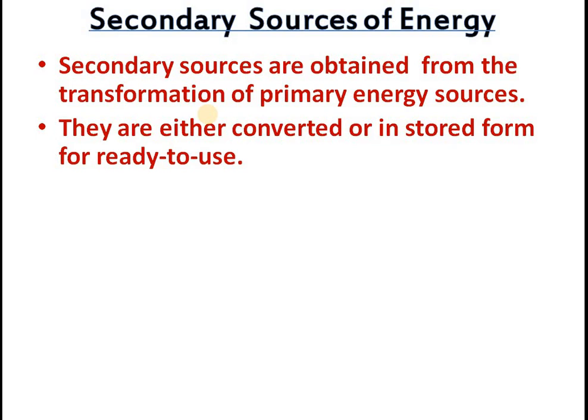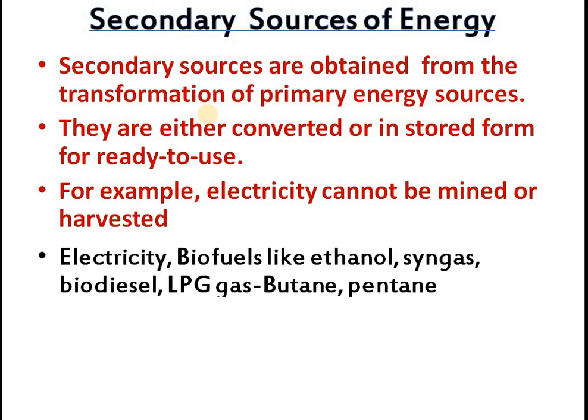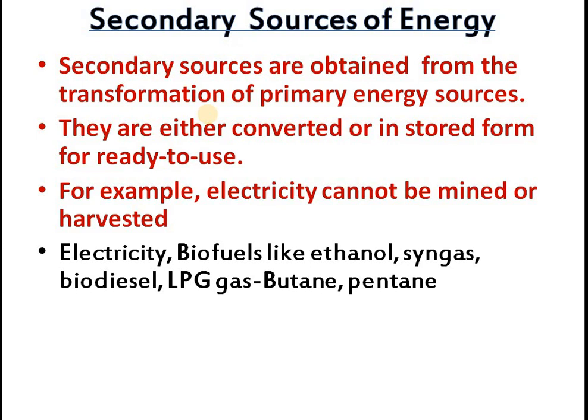So what we said is that secondary sources are obtained after doing some processing or transformation on primary sources. Examples are quoted here. Electricity is an example of a secondary source, which is not obtained by mining or harvesting. As compared to primary sources, secondary sources can be easily stored. Electricity you can easily store in different devices, and whenever you need it, you can get it.